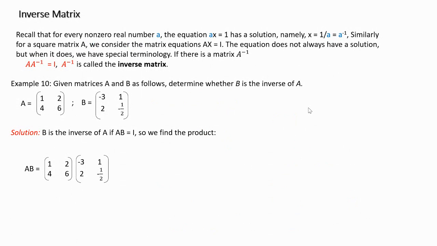Recall that for every non-zero real number a, the equation ax equals 1 has a solution, namely x equals 1 divided by a, which is the inverse. A to the negative 1 is the inverse. Similarly for a square matrix A, we consider the matrix equation AX equals I, which is the identity. The equation does not always have a solution, but when it does, we have a special terminology. If a matrix has an inverse, then the original matrix A times its inverse must equal the identity. A to the negative 1 is called the inverse matrix.